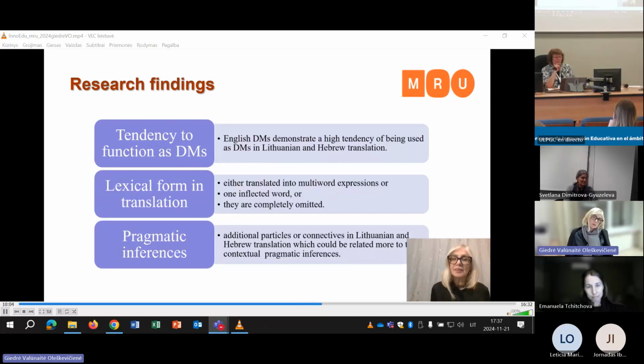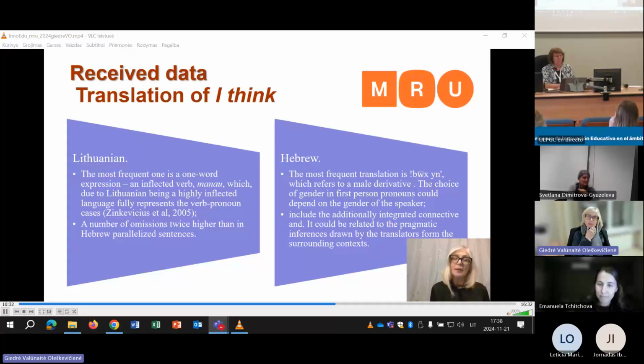Discourse markers are either translated into multi-word expressions or one inflected word, or they are completely omitted. Concerning pragmatic inferences, additional particles or connectives are added in Lithuanian and Hebrew translation, which could be related to more contextual pragmatic inferences. And now I would like to give a few examples from the big pool of data.